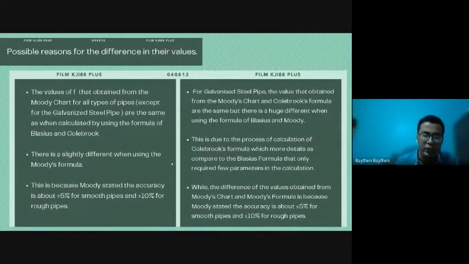This is because Moody stated that the accuracy is approximately 5% for smooth pipes and 10% for rough pipes. For the galvanized steel pipe, the values obtained from the Moody's chart and Colebrook's formula are the same, but there is a huge difference when using the Blasius and Moody formulas. This is due to the calculation of Colebrook's formula, which has more detail compared to the Blasius formula that only requires a few parameters. The difference between Moody's chart and Moody's formula is because, as before, Moody stated that the accuracy is approximately 5% for smooth pipes and 10% for rough pipes.